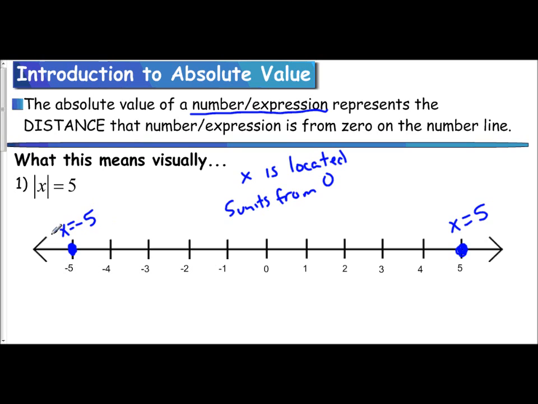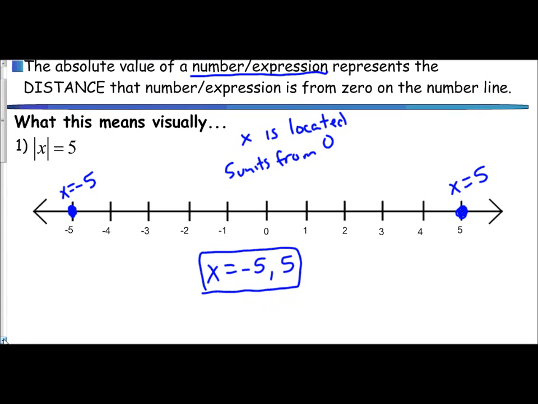X is negative 5. So there are actually two answers when solving an absolute value equation. The one where we go towards the positives for the distance, and the one where we go towards the negatives for the distance. So our x is located at negative 5, and our x is located at 5. So if we were to solve this absolute value equation, your answer would be x equals negative 5 or 5, because both of those are 5 units from 0 on the number line.